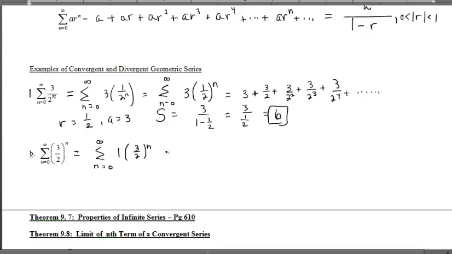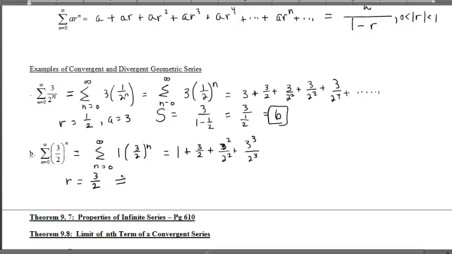Let's do an expansion, since I can't figure out how to rewrite it again. And let n be 0. Anything to the 0 is 1, so my first term is 1. n is 1, I'm going to get 3/2. If n is 2, I'm going to get 3 squared over 2 squared. 3 cubed over 2 cubed. So it looks like my common ratio is to multiply the top by 3 and the bottom by 2. My common ratio is 3/2. And that was visible right here.